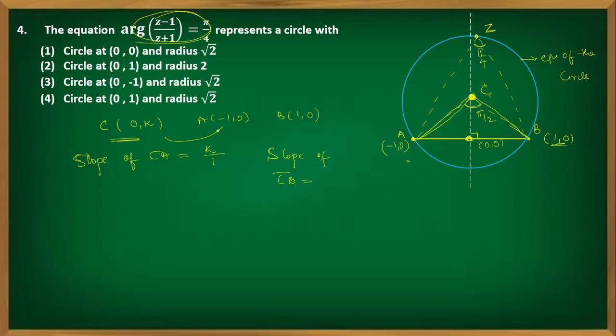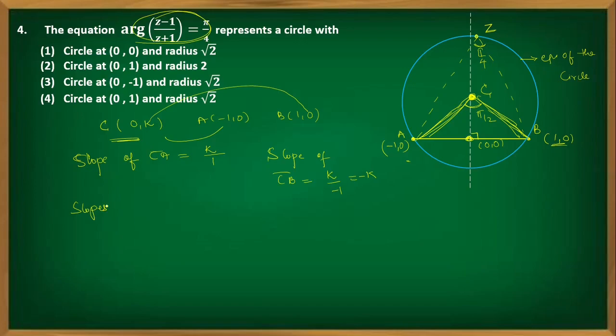Similarly we can find (k minus 0) by (0 minus 1), which is minus 1, so the slope is minus k. But you know here CA and CB are what? They are perpendicular to each other. So therefore the product of the slopes equals minus 1.